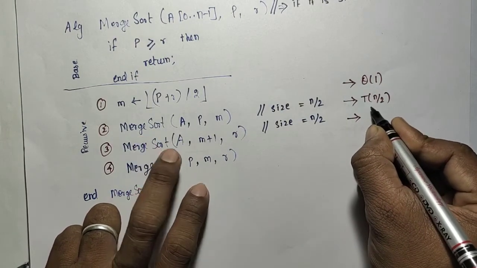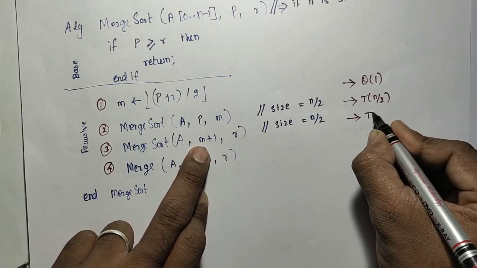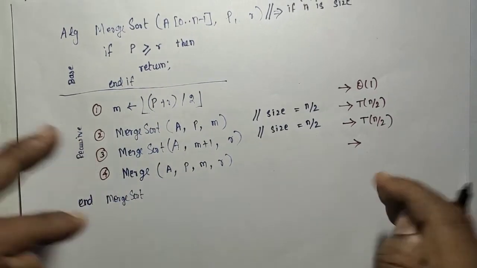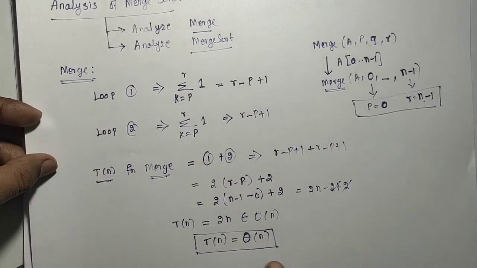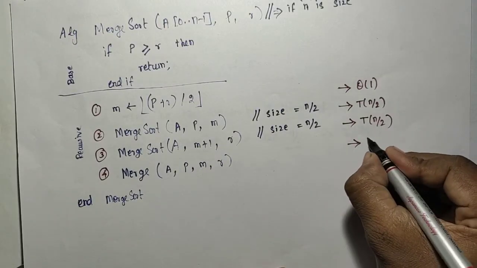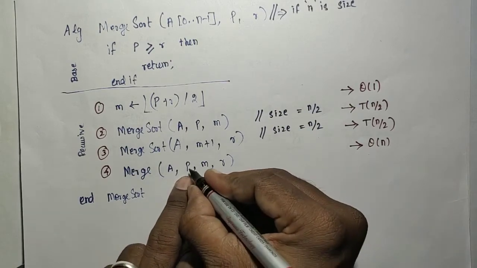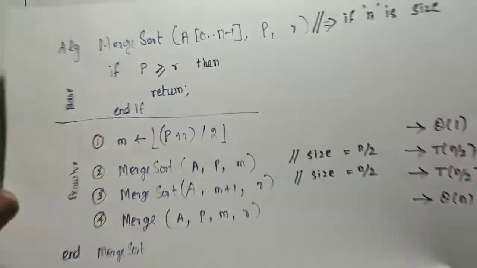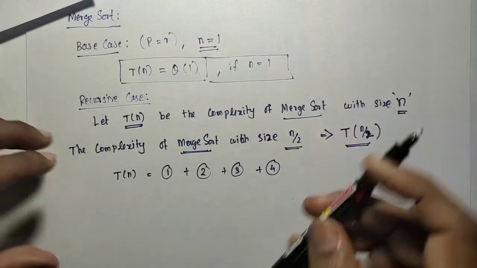Similarly, here was another call with a size N by 2, so this also is T of N by 2. And what will be the merge algorithm complexity? We have already discussed and obtained that the merge algorithm complexity is theta of N. That is already analyzed, because N elements are going to be involved in the merge. For that it is theta of N.